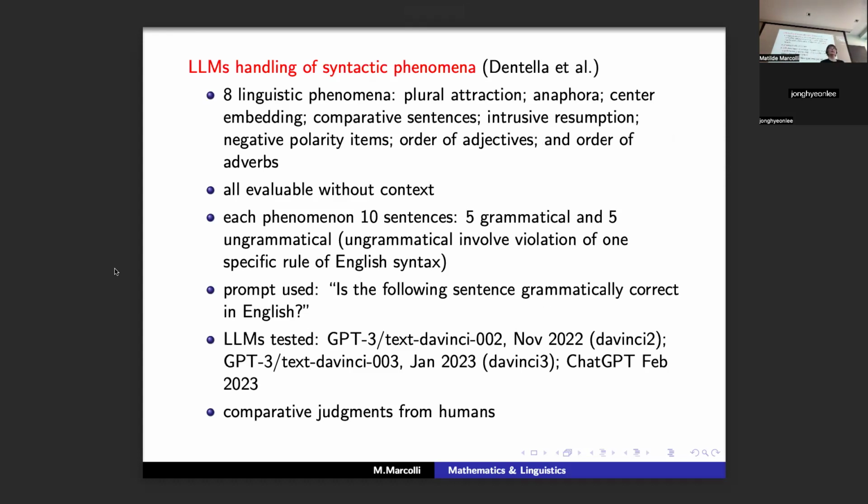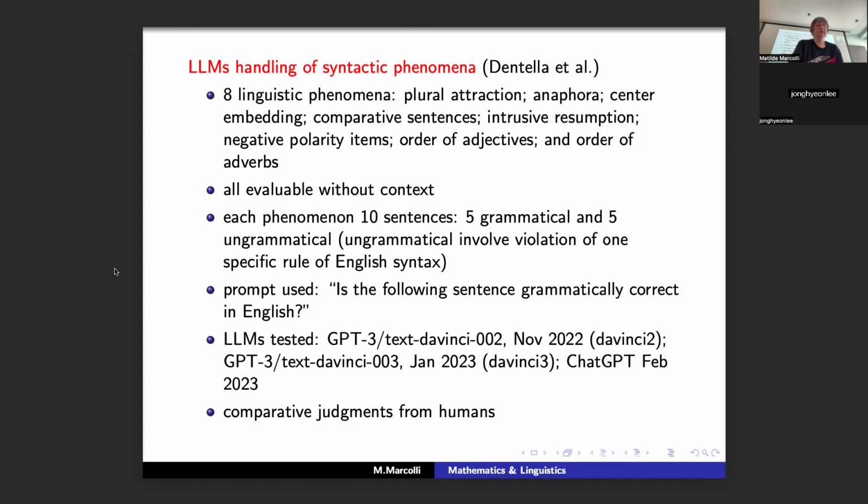So there's another kind of test that was done about the handling of syntax, independently of the one that I just described, with a different method of handling specific syntactic phenomena by large language models. Here they focused on 8 specific syntactic constructions, which have the advantage that they're all easy to decide whether they are syntactically correct or not, and they don't depend on context. The grammaticality is very easy to discern without any context information.